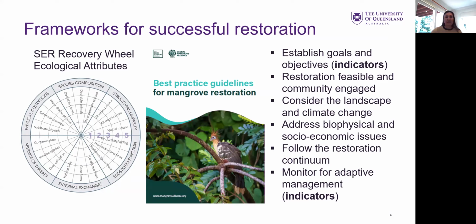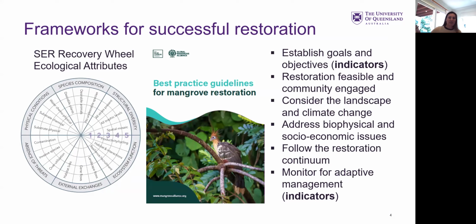We've also recently released the best practice guidelines for mangrove restoration. Specifically, for planning and implementing mangrove restoration, to improve success, you should be establishing clear goals and measurable objectives using quantifiable indicators. You should ensure that your restoration is feasible and you have the community engaged. You need to consider the landscape and the changing climate. You should be addressing biophysical challenges and socioeconomic issues.